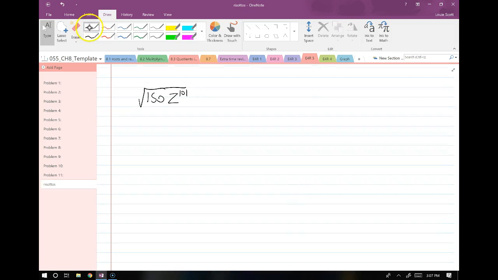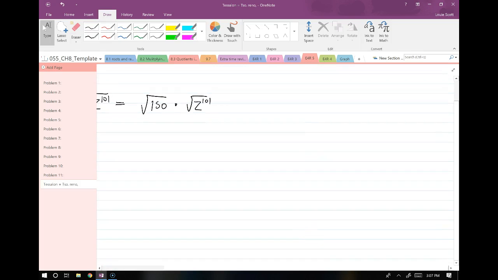When I get one of these where I have both numbers and variables, first thing I like to do is split those two things up. So I can write this as root 150 times root z to the 101. And so first thing I want to do is simplify that 150. I need to find two factors to split that into. One of those factors I want to be a perfect square so I can simplify it.